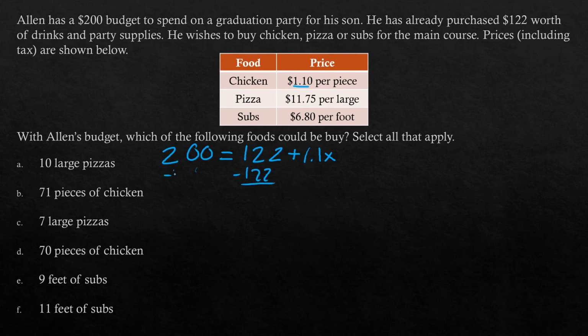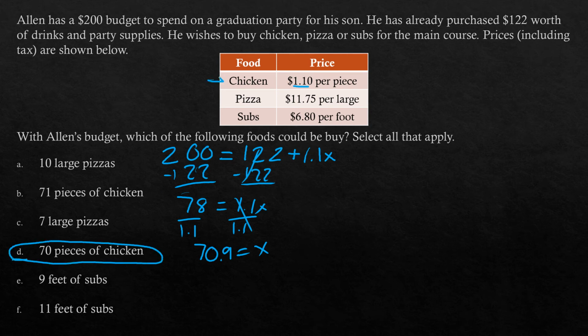So let's subtract 122 on both sides. 200 minus 122 gives me 78, and that is equal to 1.1x. Divide both sides by 1.1. This will go away. I'm going to type 78 divided by 1.1 in my calculator. And when I do that, I will get 70.9 equals x. So remember, you cannot buy 71 pieces of chicken because I don't have enough to pay for that last piece of chicken. So he can buy 70 pieces of chicken.